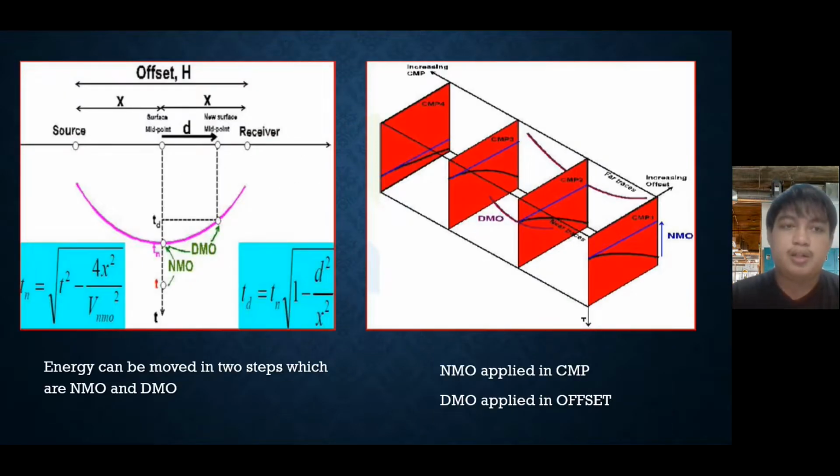And this figure, for the first one, shows that energy can be moved in two steps from the source to the receiver, which are the NMO and DMO. So that's why we get this equation, which is TD or TN equal to TN to the square root of T square minus 4x square over 4 N over V NMO square. And the other one is the NMO, which has been applied in CMP for the increasing CMP, and the other one is NMO, which has been applied in the offset.